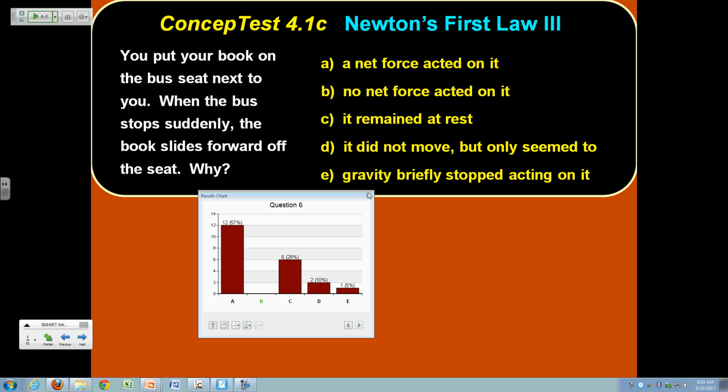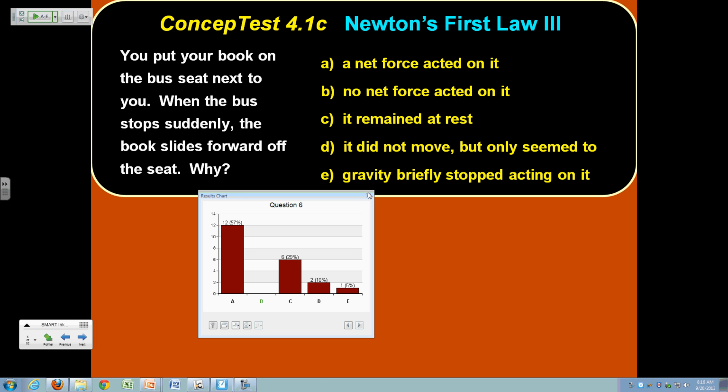Newton's first law, right? It's the bunch of Aristotelian folks. Because it's moving at a constant velocity, and it's going to continue moving at a constant velocity unless a force acts upon it. And when a force doesn't act on it, it keeps going and it slides off the seat when the bus stops. Normally that doesn't happen, right?